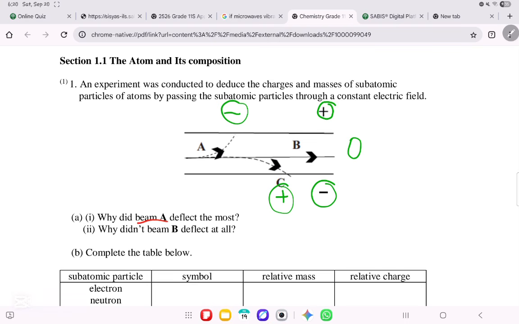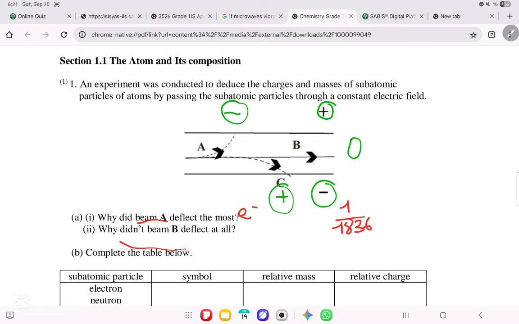Now, why did beam A deflect the most? We said that beam A was negative, and the negative subatomic particle that we dealt with was an electron, e-. Now, an electron has the smallest mass out of all of the subatomic particles. So neutron has 1, proton has 1 as a mass, but electron has 1 over 1836. It's a really tiny mass. So because it's a very tiny mass, it's going to be easier to deflect it. It's going to be easier to change its direction.